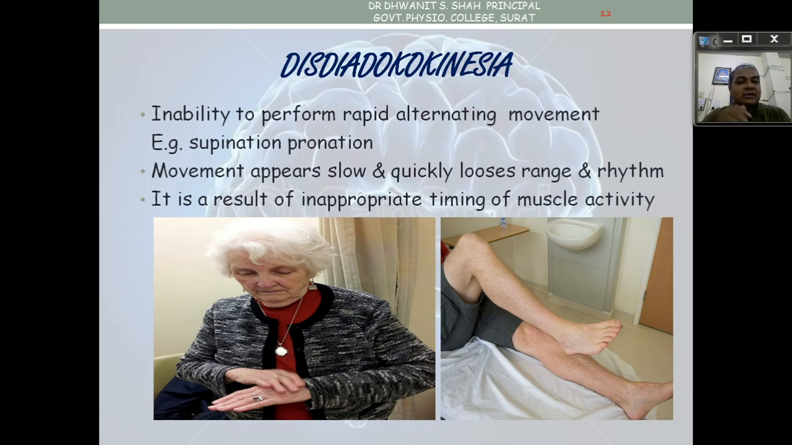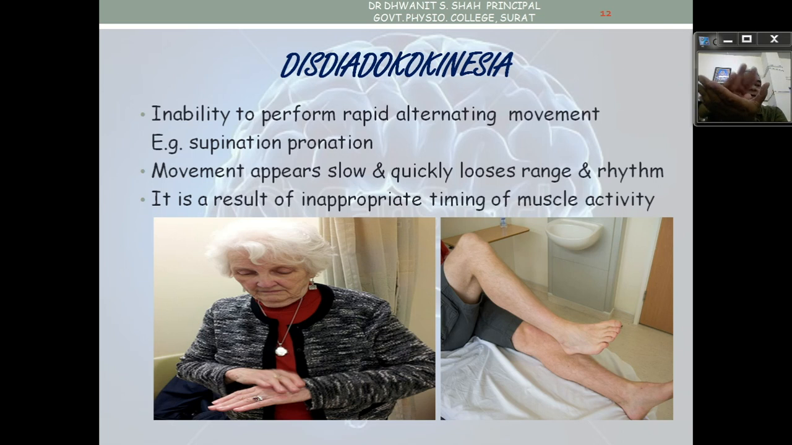The same can also be checked in the lower limb, with repeated movements of the heel touching the knee joint, placing the heel on the shin of the tibia and moving to the knee joint, or along the shin of the tibia to the malleoli. You can do repeated movements like this, but the patient is not able to maintain the movement because it will be very slow, not rapid. Or they quickly lose the range, not going to the full range and coming back in half range, and the rhythm is lost.